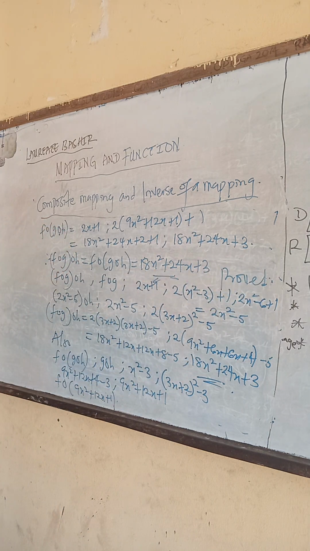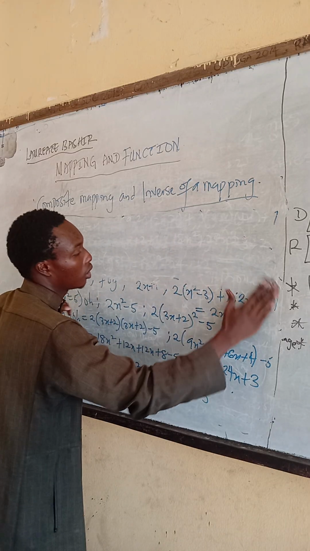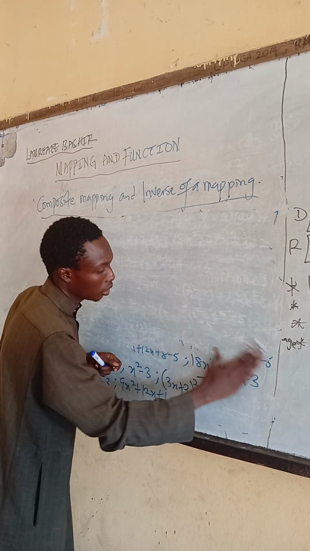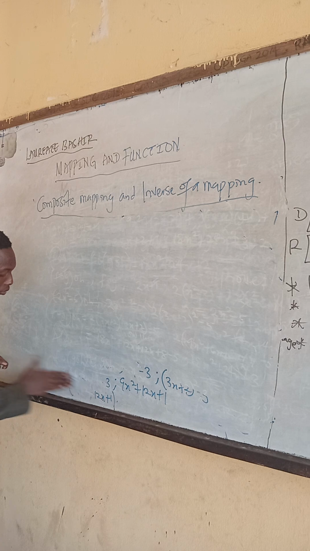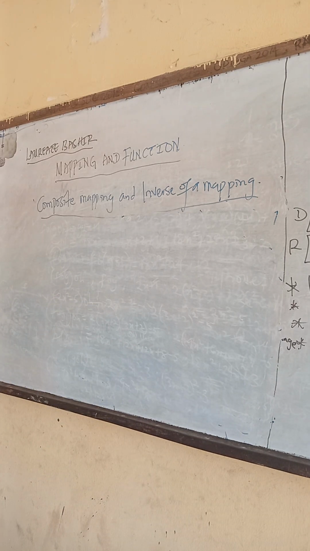That's all about mapping or composite mapping. So also I will solve two questions under inverse of the mapping. In fact, inverse of the mapping is even the simplest one. It's like we are making something subject to formula. That's the inverse. So look at this.